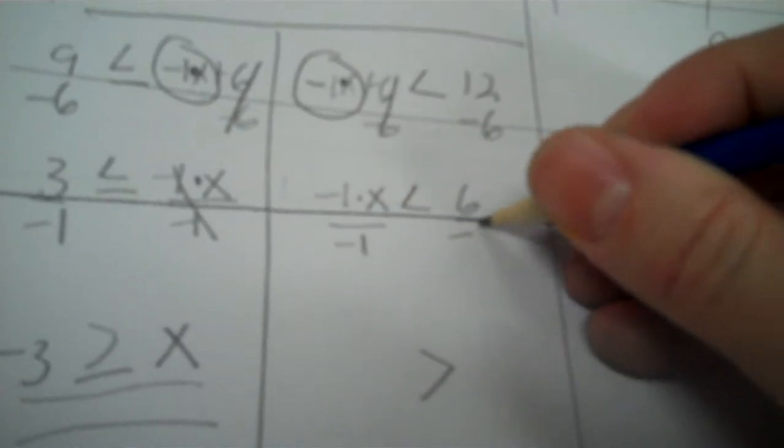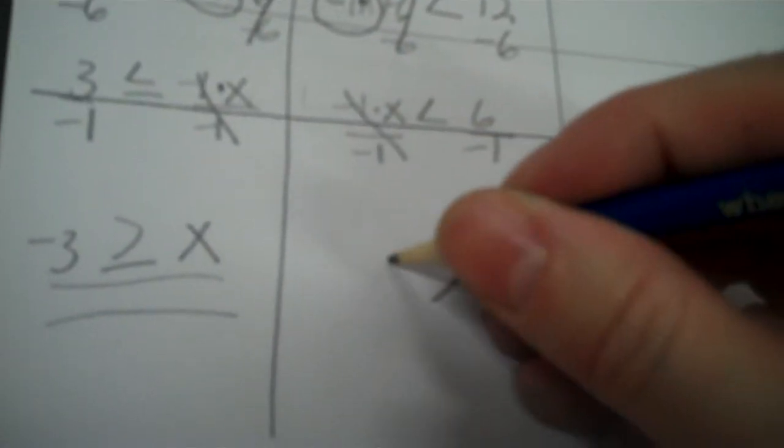That's going to be 6, and then negative 1 times x. Then I divide by negative 1, and then I come down here. So I have x, 6 divided by negative 1 is negative 6. So these are my two numbers. I have negative 3, and I also got negative 6.